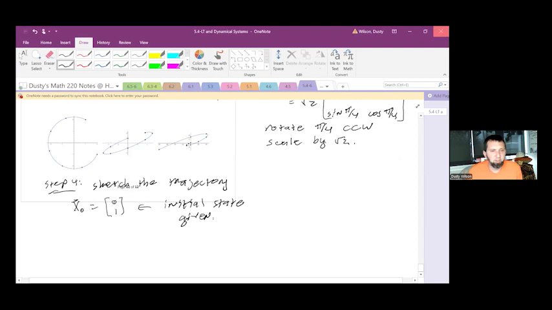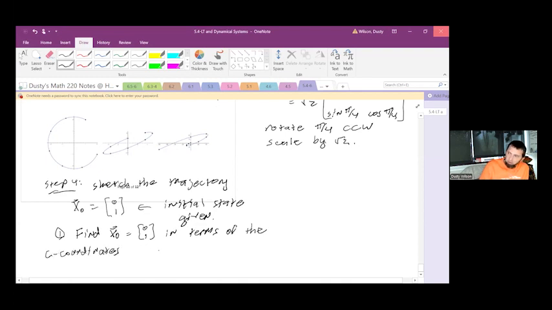Okay, so if that was our initial state, let's see if we can understand what's going on. So the first thing we're going to do here is try to change our x naught into the coordinate system that the rotation scaling matrix works for. So we're going to find x naught, which is again that 0, 1, in terms of the coordinate system given by our complex eigenvectors. Maybe I'll call these the C coordinates, which would be like the real part of x and the imaginary part of x, more familiarly, 2, 1, which we already found, and the minus 1, 0. So we want to find x naught with respect to these C coordinates.